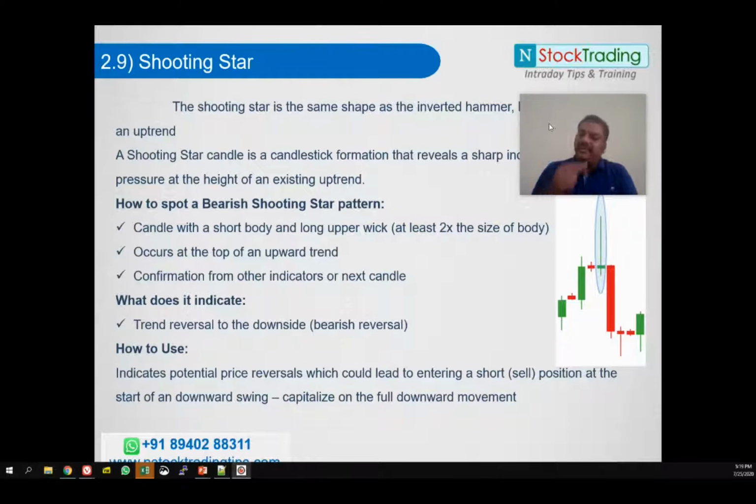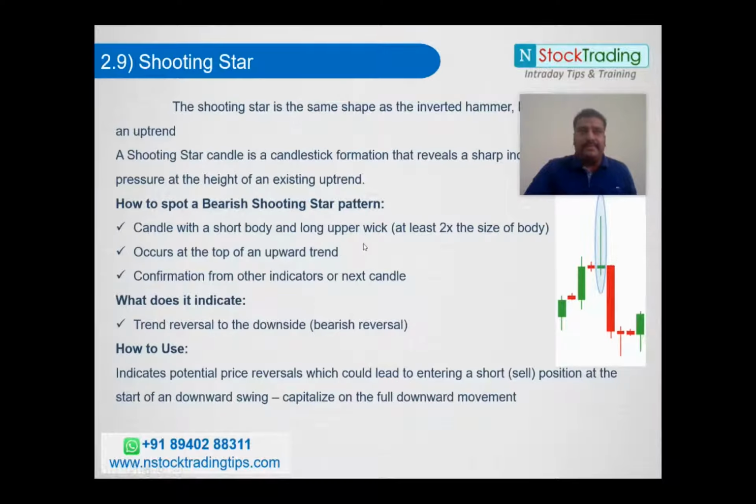So how do you make it? How do you confirm this? Wait for the next candle or check out the support and resistance levels. And again, make sure that the wick size is at least double the size of the body. This is very important, otherwise you'll get confused, and it should happen on the top for a shooting star. Okay.